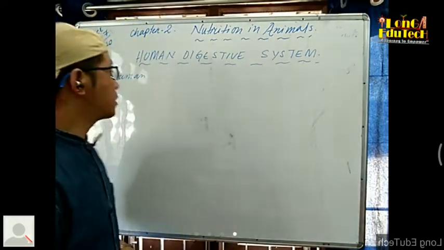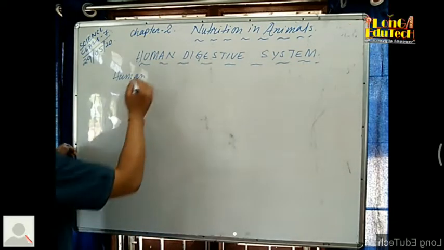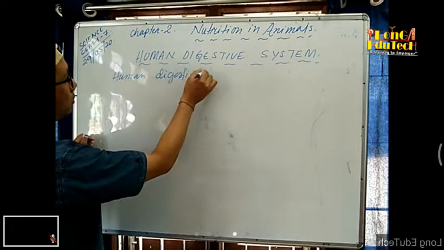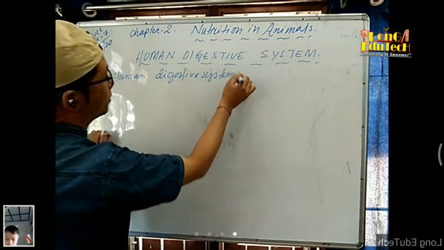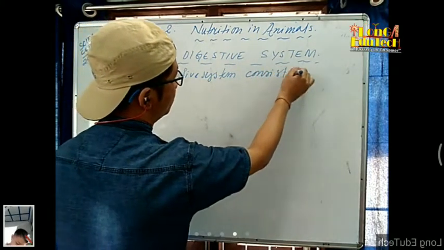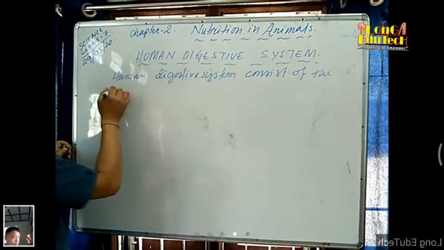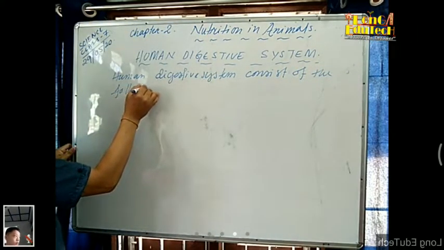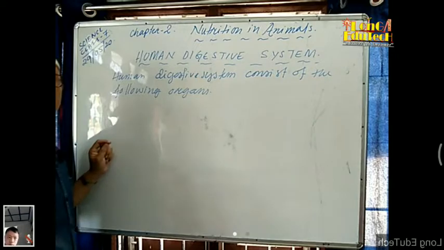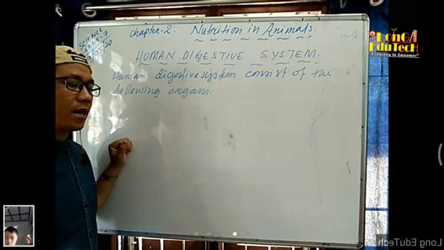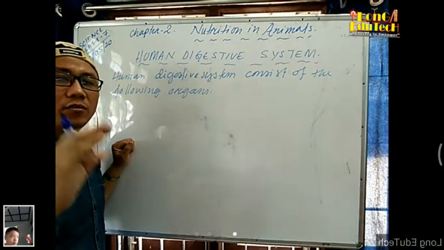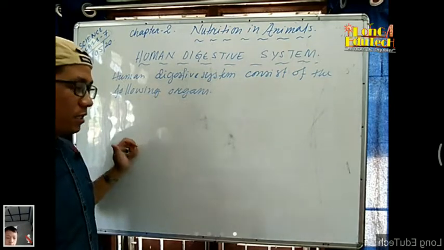Now let us come to the human digestive system. The human digestive system consists of the following. I'm talking about this process. In human digestion, it consists of some steps.